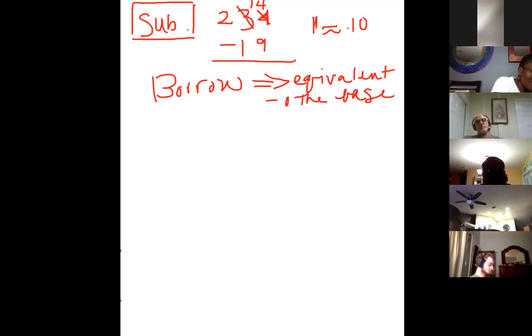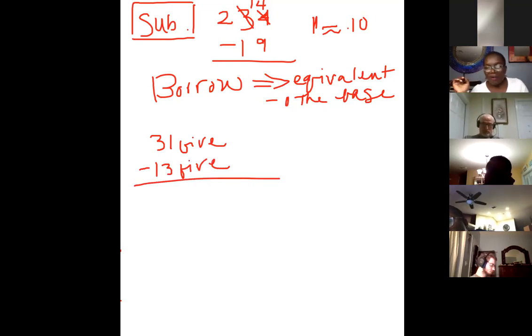Okay, guys, so here it is. It is 31 base 5, and we're going to subtract 13 base 5. All right, so obviously we cannot subtract 3 from 1. So we're going to borrow a 1 from the 3. So the 3 will become 2. And then what does the 1 become? 11?